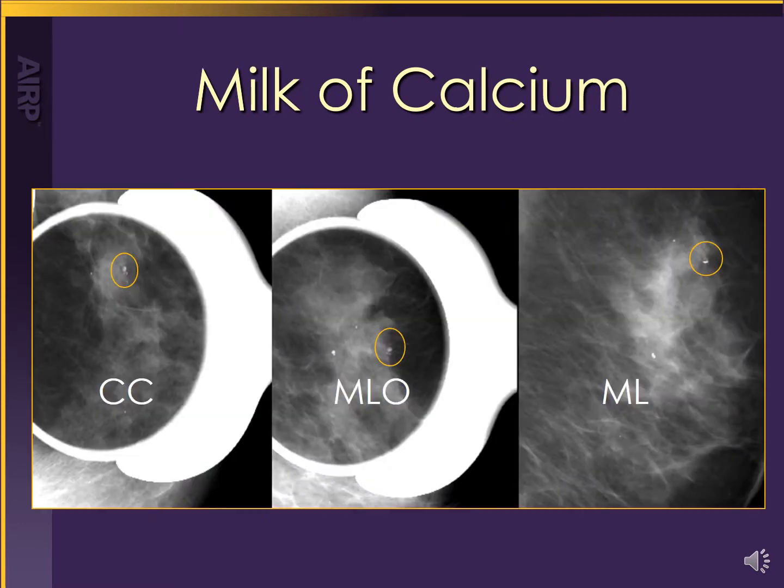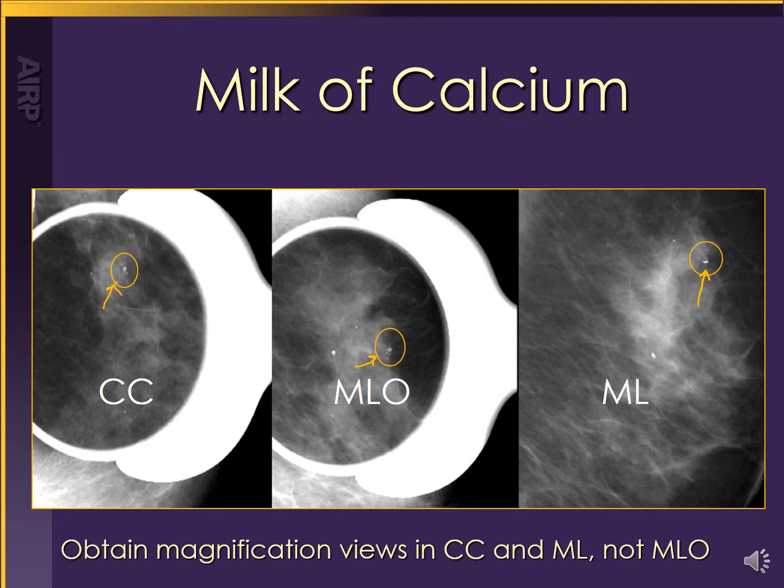Here's a great example of milk of calcium. So do you see the meniscus on the true lateral? See how it's powdery on the CC? Now, one thing I want you to notice is that it's still smudgy looking on the MLO view. So when you're getting magnification views, you want them to be in the CC and ML. Okay, LM is okay too. That's still a true lateral. But don't get your mags in the MLO because you won't be able to tell if those calcifications are milk of calcium.